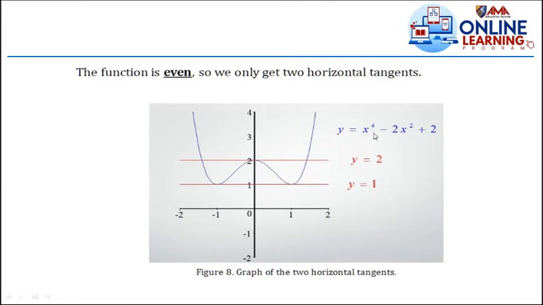Since to the fourth equation po siya, hindi siya straight line, no? Kasi fourth degree na ito. So, this is our figure 8, graph of the 2 horizontal tangent. Okay? So, that's our graph.